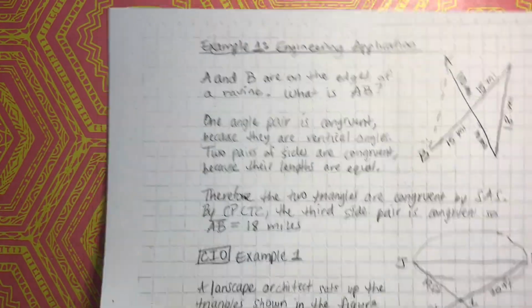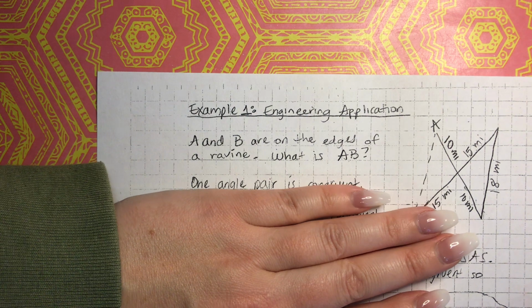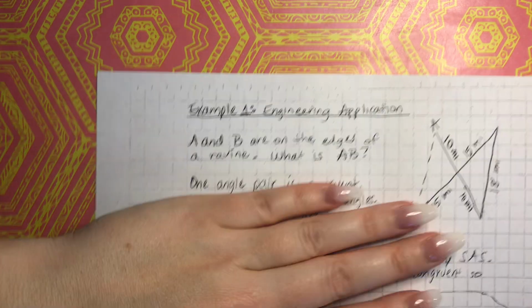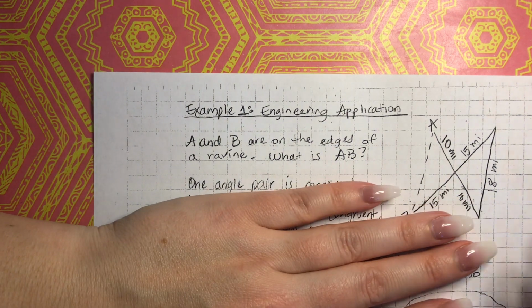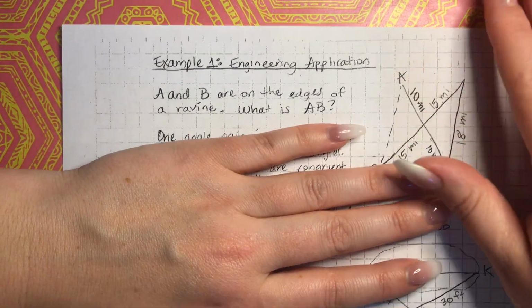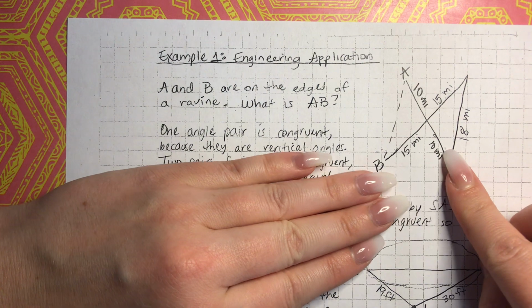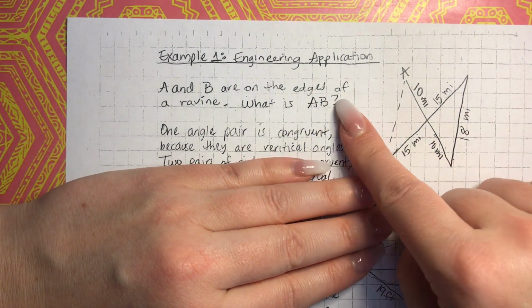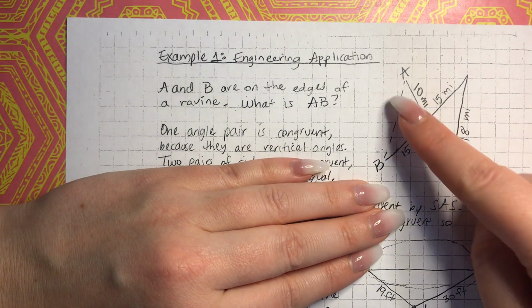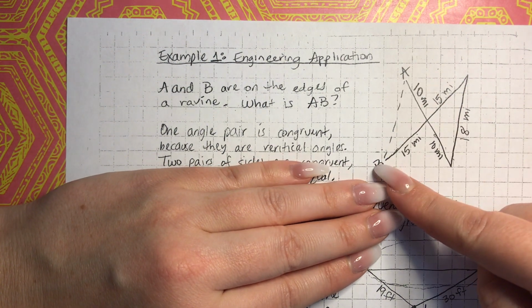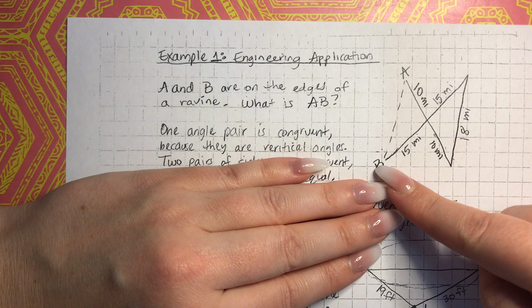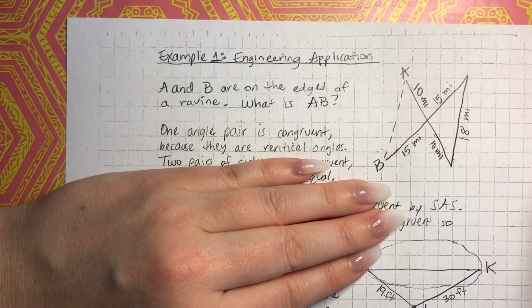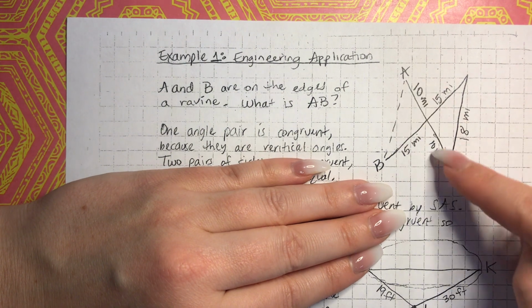So let's look at example 1. Now, don't look at it. I know it's written there, but let's just think our way through it, okay? Stop looking. Okay, here we go. This is example 1. It's an engineering application. So we have this picture here, and it has numbers. It says A and B are on the edges of a ravine. What is AB? What's this side length? Okay, so we have all this information.